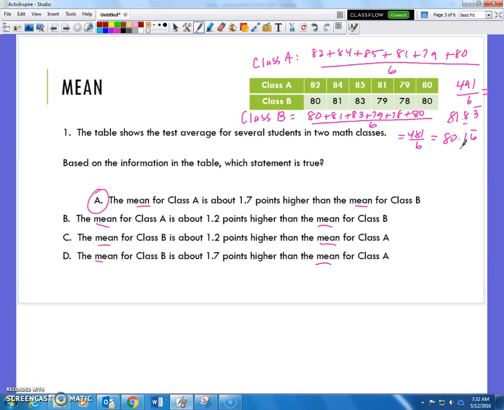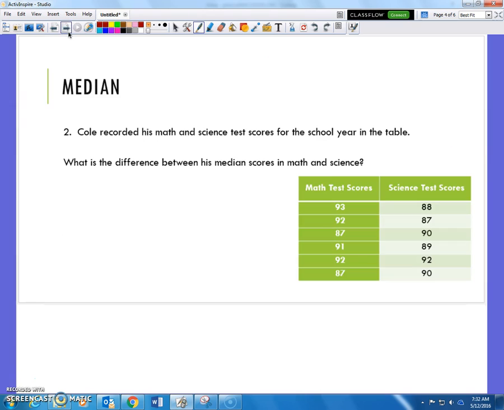Okay, let's take a look at the next example here. Median problem. It says Cole recorded his math and science test scores for the school year on the table. What is the difference between his median scores in math and science? So let's find the median in each one of these columns here. Before I do anything, I need to put them in order from least to greatest. So let's do math first.